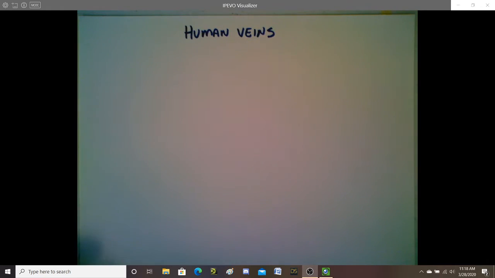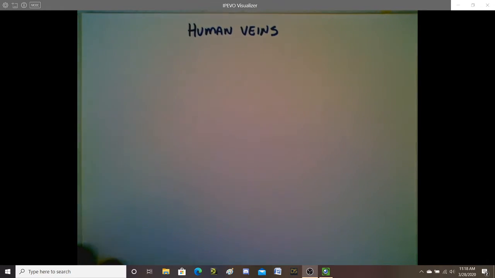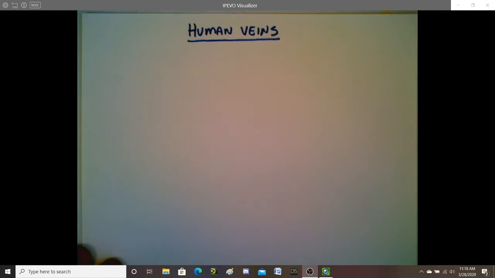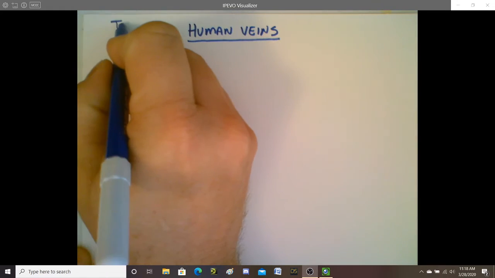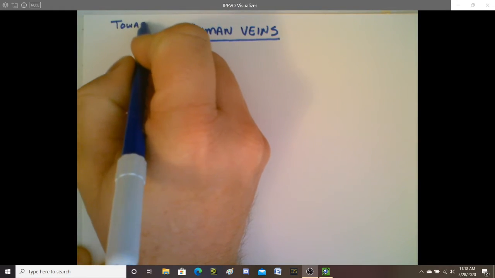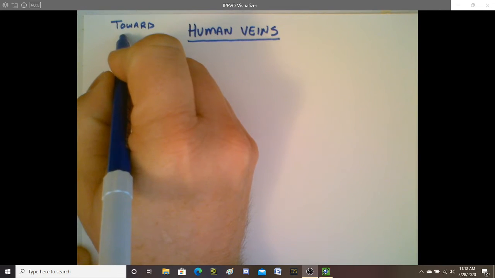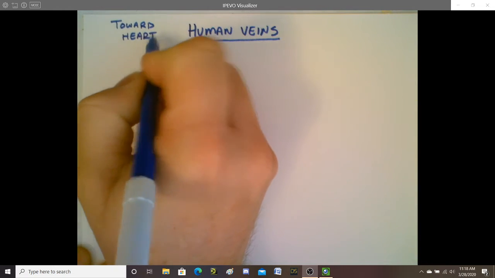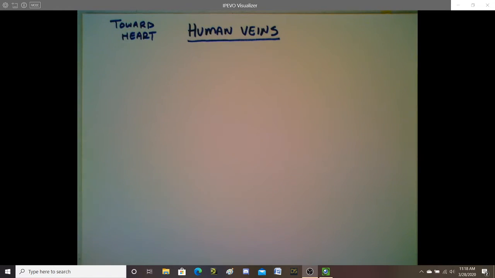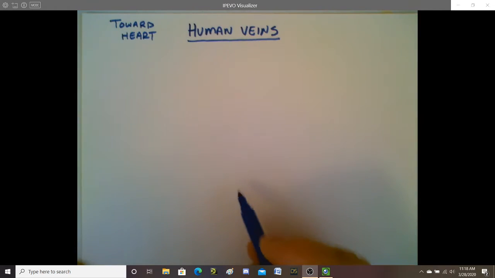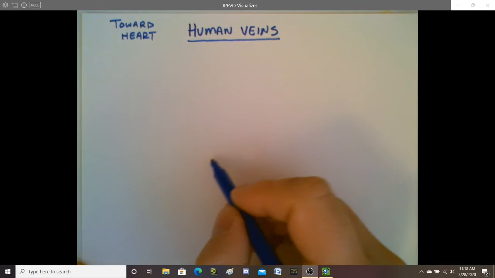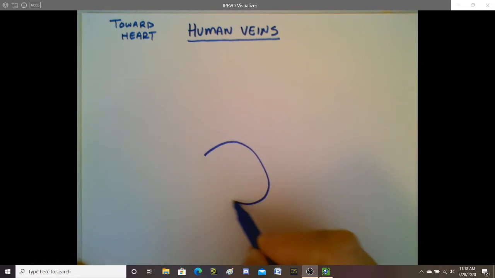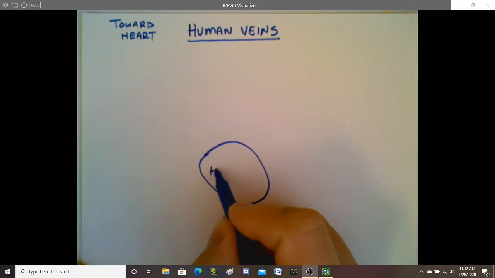Alright. Now, remember, the actual definition of a vein is that it's going to move blood toward the heart. Alright. So I'm going to do the same basic thing that we did with the arteries. I'm going to draw the heart. Let's put it right about here. Alright, let's go ahead and label it.